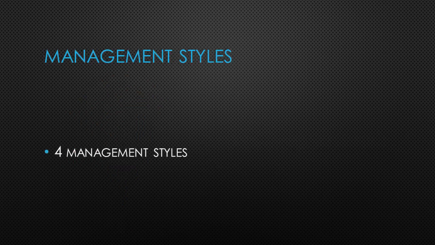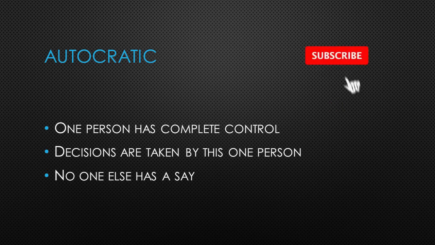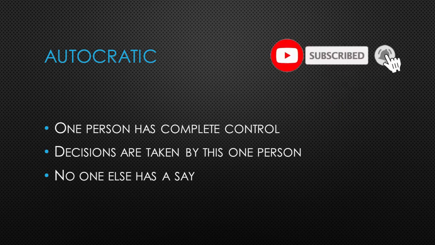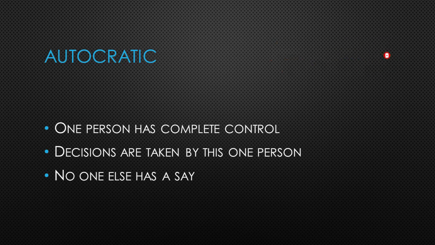So, we'll look at 4 different management styles. So, let's get started. Let's see the first one. What does it say? Autocratic management style. In this management style, we say that one person has complete control over everything. In fact, the decisions are taken by this one person and only this person, and no one else has a say in it.